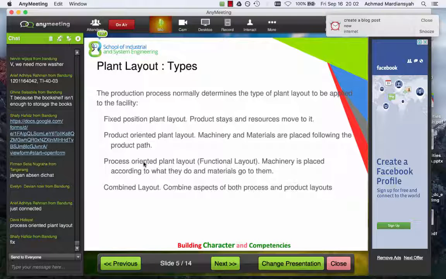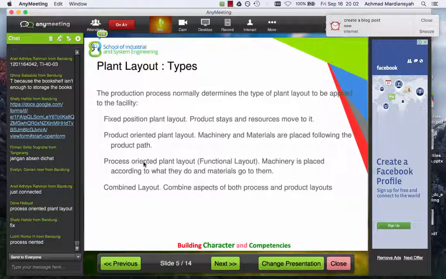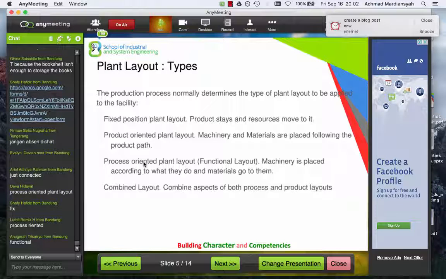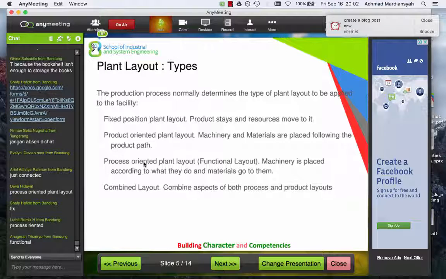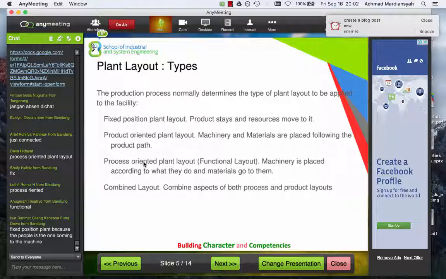So fixed position plant layout, is it fixed? Why is it fixed? Okay, so it's process oriented. Why is it process oriented? I want you to explain. Why is it functional? Why is it process oriented? Why is it product oriented, or what?